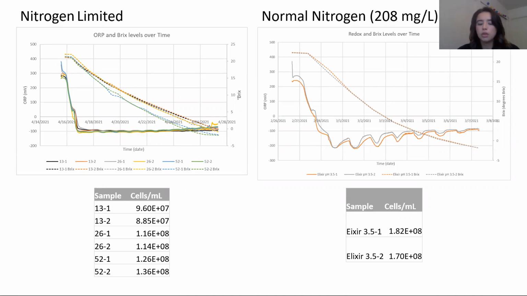So the tables at the bottom show the cell density at 0 Brix for all of the trials. And these values were similar to the day 3 cell density values, which is when the bulk of the biomass is created. And the nitrogen limited trials had a slightly smaller population. However, the difference is very slight since they're all in the same order of magnitude, aside from the most nitrogen limited of 13 milligrams per liter. But this suggests that the nitrogen is important in driving redox lower, but it wasn't just a matter of the cell density in the solution.